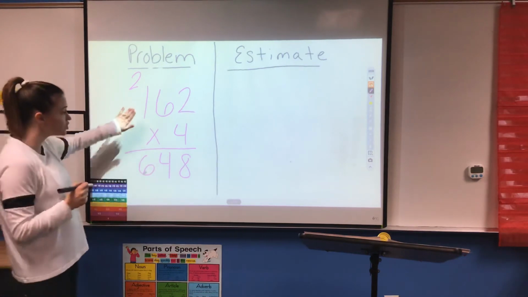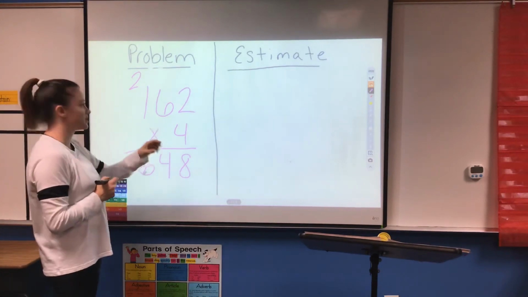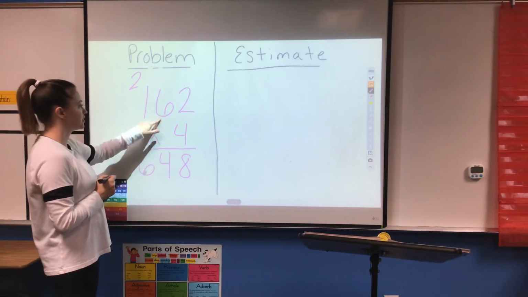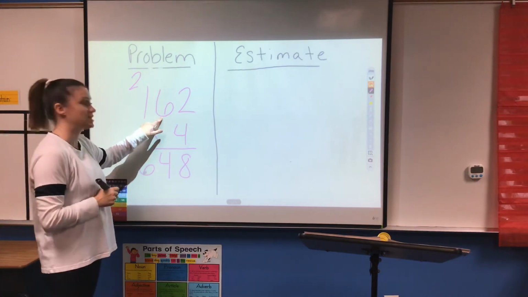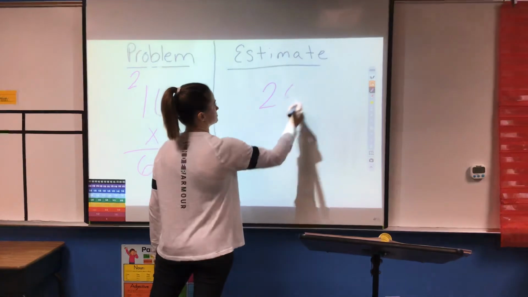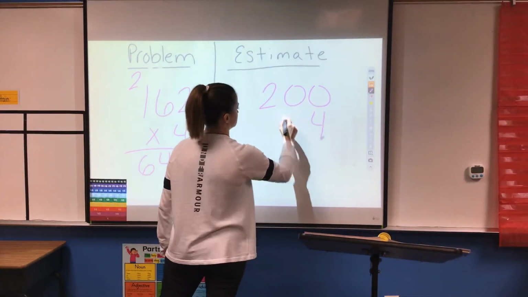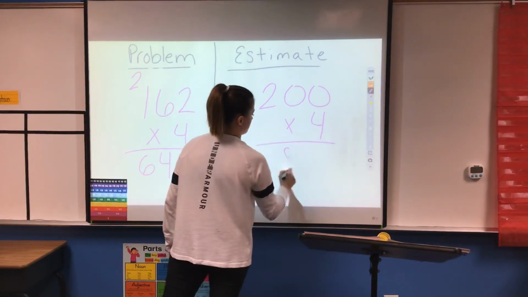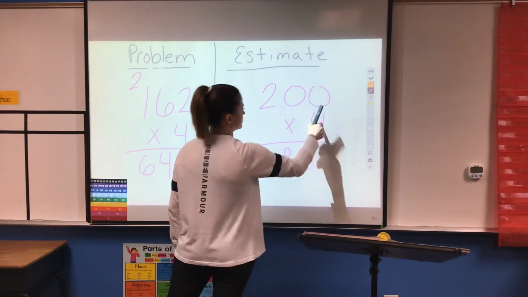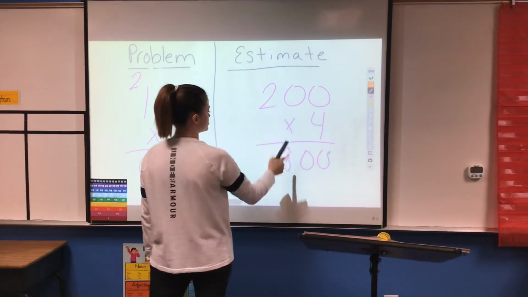And you have 648. Looking at this number now, we're going to have to estimate, round it again. Look at the tens digit. We look next door. Is it 5 or higher? This time, yes, it is. So you're rounding up to 200. So you're going to say 200 times 4. And this time you'd get 800. 4 times 0 is 0, 4 times 0 is 0, and 4 times 2 is 8.